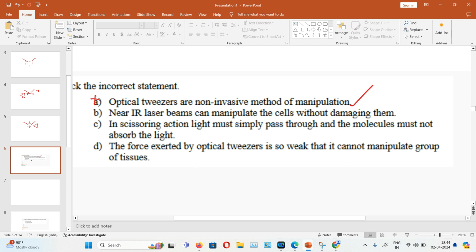Near infrared laser beams can manipulate the cells without damaging them. That we already said. That is the way we are using near infrared waves. So this is also true.